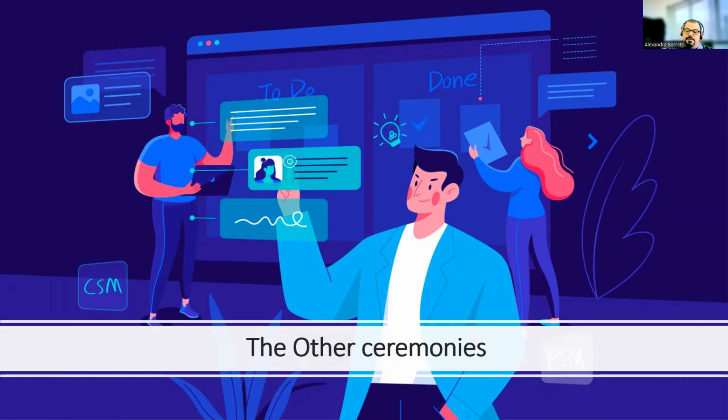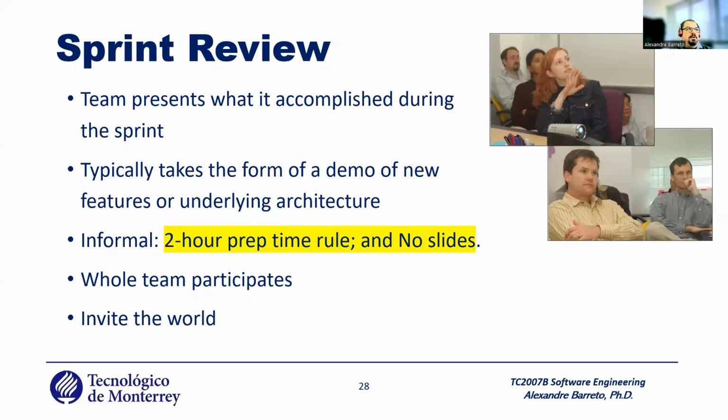You have other ceremonies. The other one is the sprint review. As I said, the team presents what is accomplished during the sprint. It typically takes the form of a demo of new features and architecture. It's informal, with two hours of preparation time and no slides. Why two hours of preparation? Because the Scrum Master needs to invite people to this meeting and prepare the team. If you present a demo, you need to train, okay?